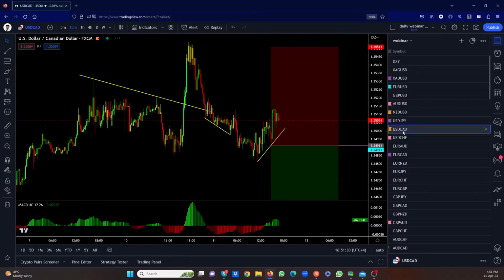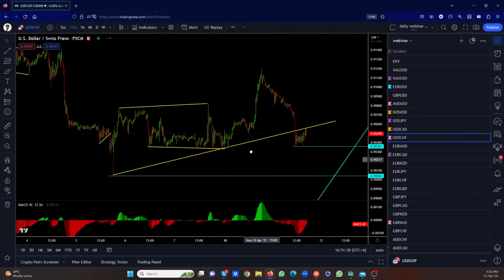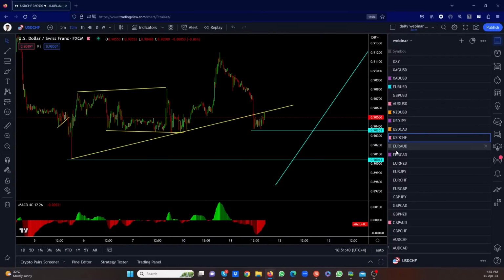CAD, we have a sell setup. That might not go right now. That might take a while. Swiss could probably drop, but the risk to reward in the trade is no good for where you will have to put a stop, so stay away from that.